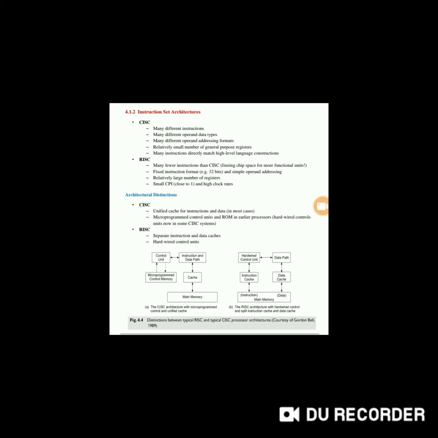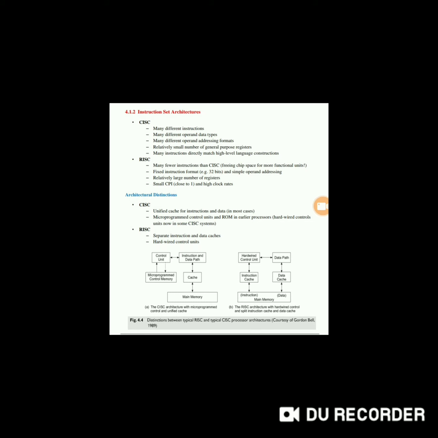So in RISC, it has many fewer instructions than CISC, for example, freeing chip space for more functional units. It also has a fixed instruction format, for example 32 bits, and simple operand addressing. And it has a relatively large number of registers, small CPI, and high clock rate.